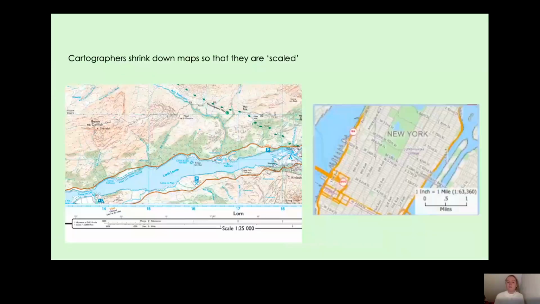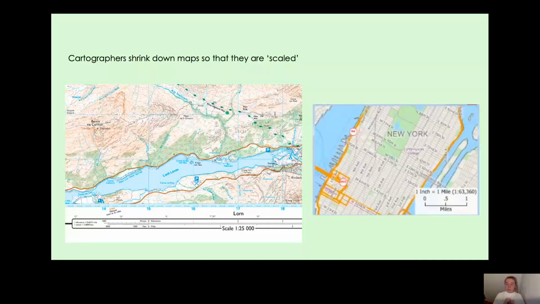Well, cartographers, sorry, which are map makers. Can you repeat after me again? Cartographers. Cartographers. Fantastic. They are map makers, people who make maps. And because the real world is so complicated, they have to shrink down maps, so make them smaller, so that they are scaled. Now, what does scaled mean?